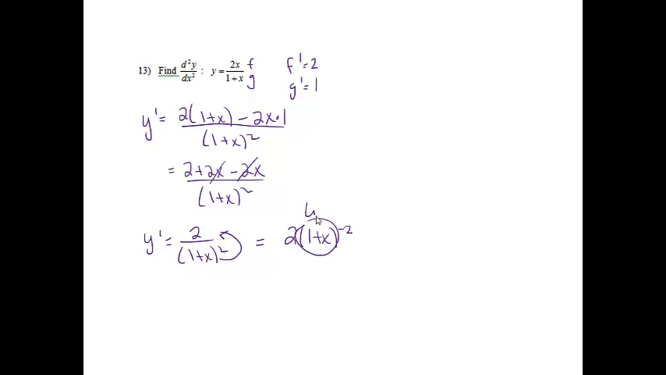So this is going to be my u, so I have 2u to the negative 2. So my second derivative is going to bump my power out front. I'll get negative 4u to the negative 3 times the derivative of 1 plus x, which will just be 1. So now just rewriting this, my second derivative is going to equal negative 4 over 1 plus x to the third power. Number 14, find the derivative.